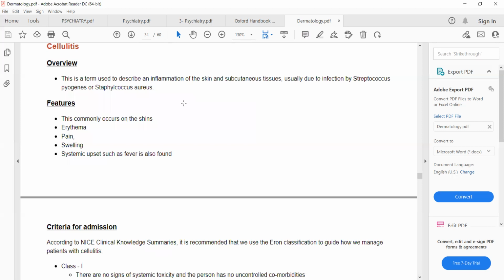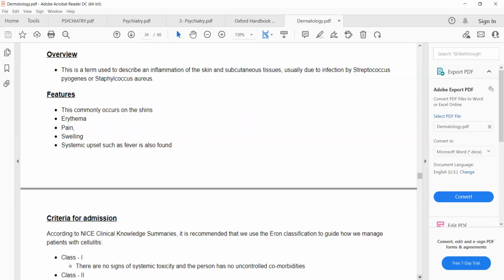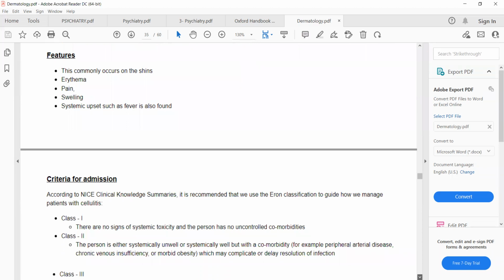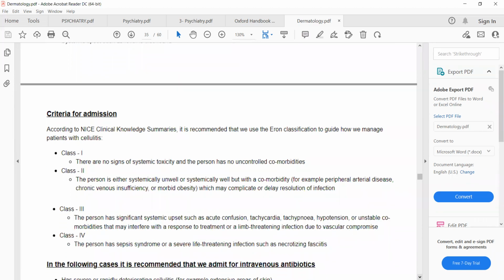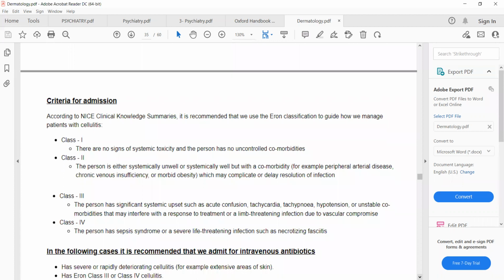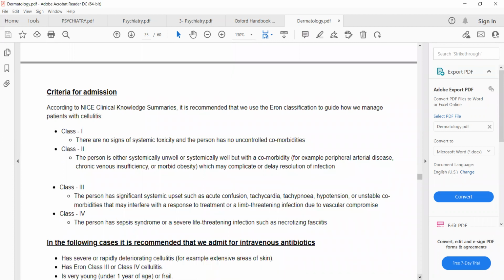There's one more condition that is common on the shins, and that is erythema nodosum. Painful or tender red nodules on shins, then your diagnosis will be erythema nodosum. And erythema, pain, and swelling, then you will suspect cellulitis. Now, depending upon the severity of the symptoms, cellulitis is divided into 4 classes. That is class 1, 2, 3, and 4.